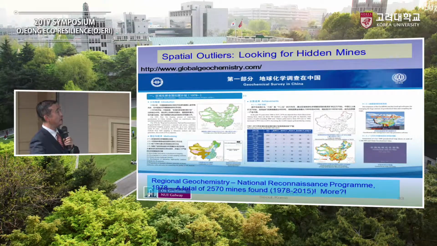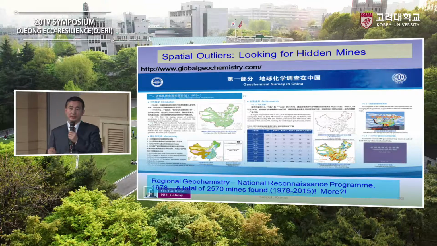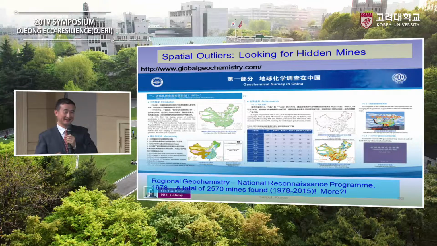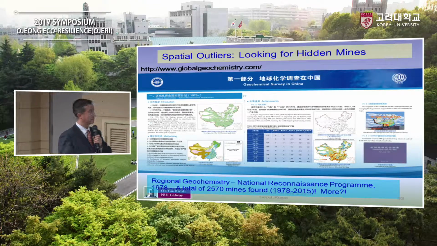And this idea can be used to find mining sites. Specifically in China, the geological survey there has already found more than 2,000 mining sites based on geological survey using geochemistry. I have suggested to them to use the idea of a spatial outlier, trying to find out more hidden mining sites in China. I think it may also work here in Korea, and also find the hidden contaminated sites in Korea based on our national survey database or databases from various sources. So that's some kind of game you can play with.